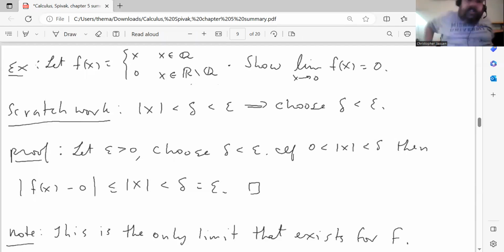Sorry, let me just readjust here. This futon is not the most comfortable place to sit, but this is the only room that I can do this in that has air conditioning, so it's just what it is.